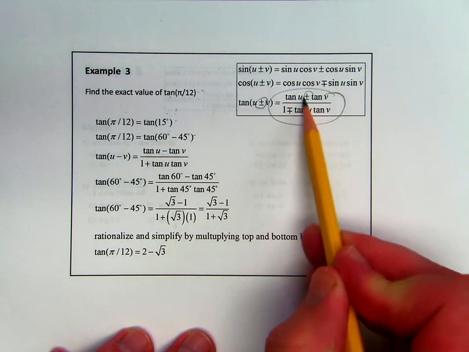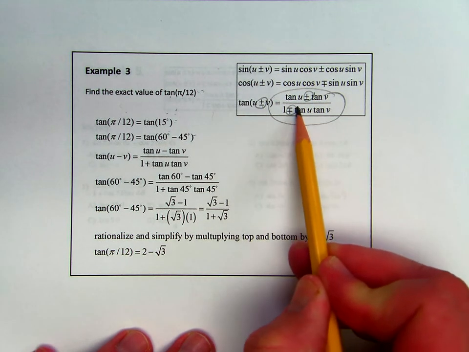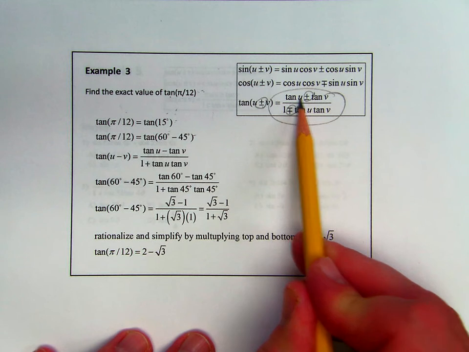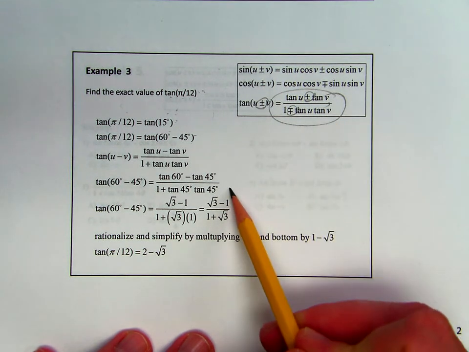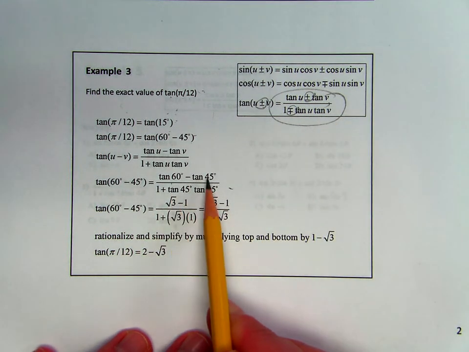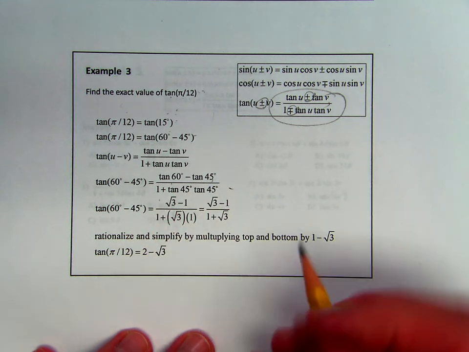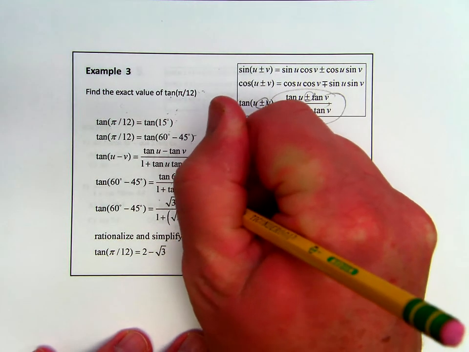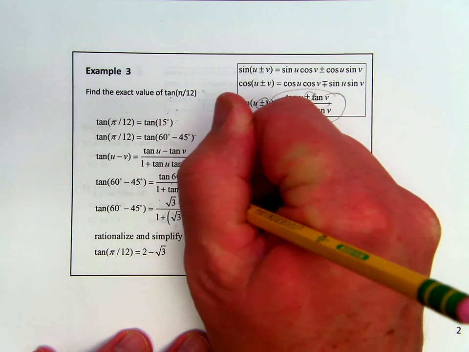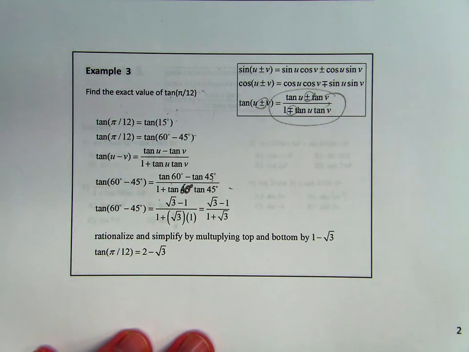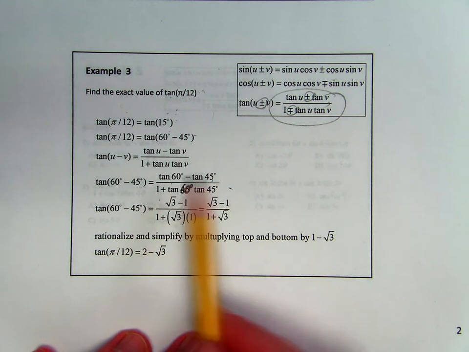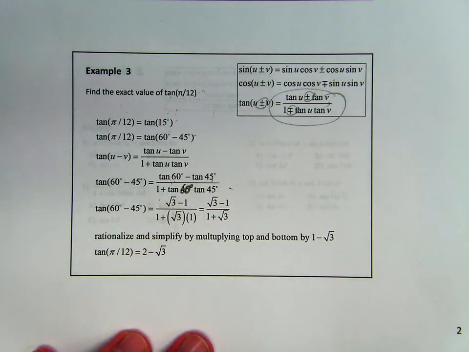Whatever this is, that's the same as. Whatever this is, that's the opposite of. The U for this problem is the 60, the V is the 45. So plugging in the right numbers here, the tangent of 60 minus the tangent of 45 over 1 plus the tangent of 60 times the tangent of 45. The tangent of 60 and tangent of 45 can be evaluated right off the unit circle. Plug those numbers into this formula. There's not a whole lot to do to get from this step to this step. 1 times root 3 is just root 3.